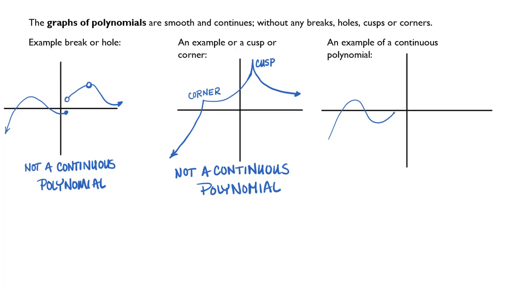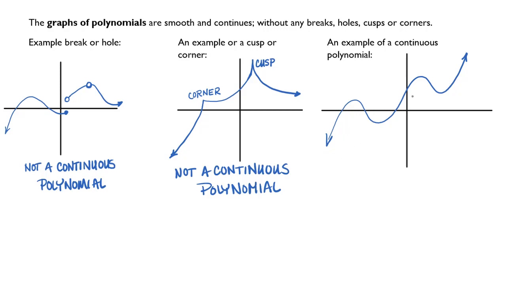So it's quite easy to draw a continuous polynomial. It's just something that smoothly passes a vertical line test. And there's infinite numbers of those types of polynomials.